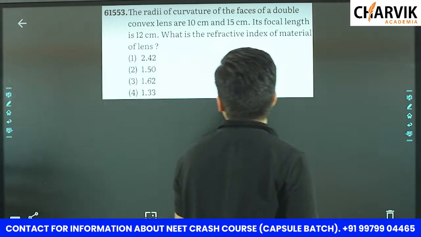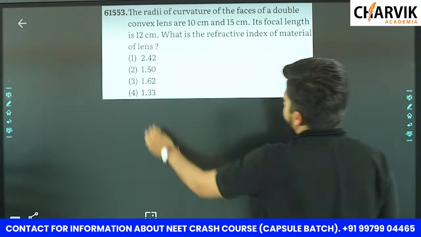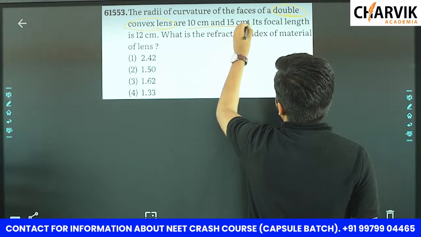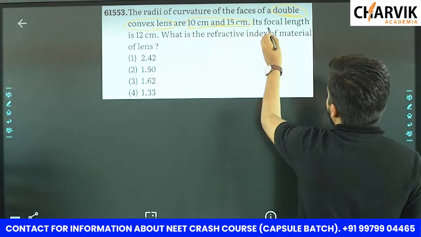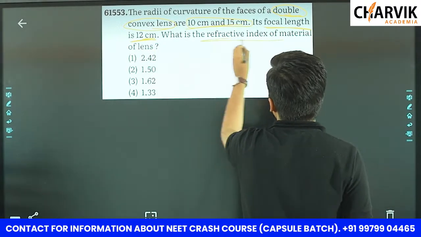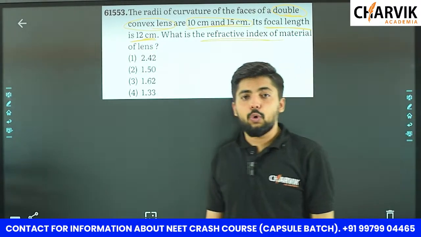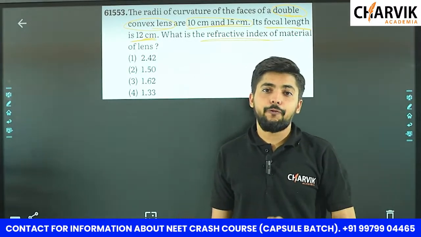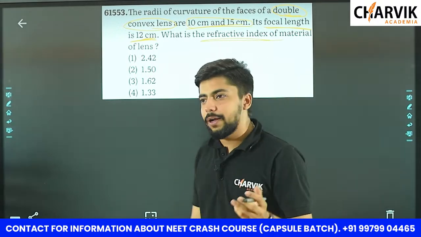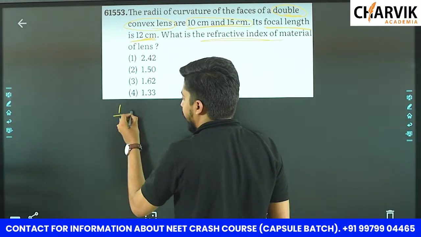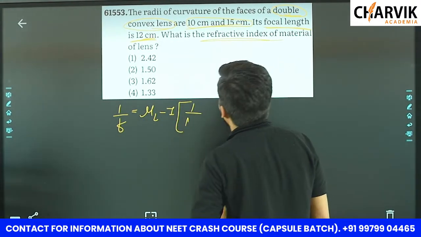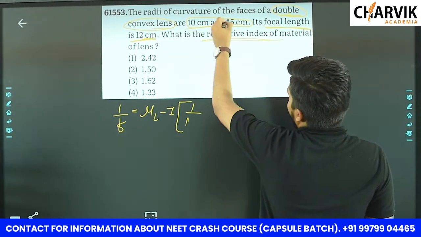So the next question says the radii of curvature of the faces of a double convex lens are 10 centimeter and 15 centimeter. Its focal length is 12 centimeter, and what is the refractive index of the material? So you need the formula which correlates the focal length, the refractive index and the radius of curvature. You are all very well aware of the formula. The formula is 1 upon f is equal to (mu L minus 1) into bracket 1 upon R1 minus 1 upon R2.